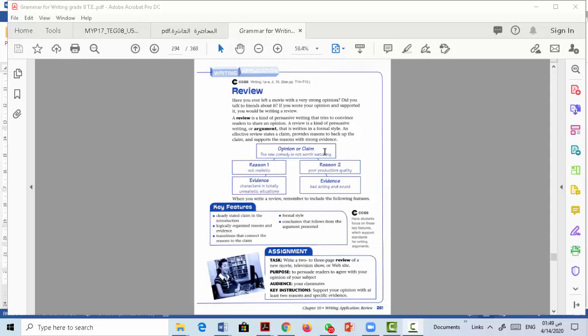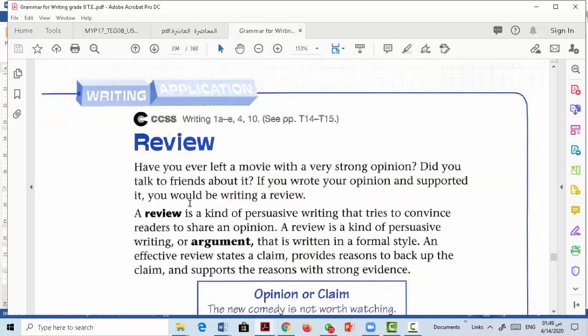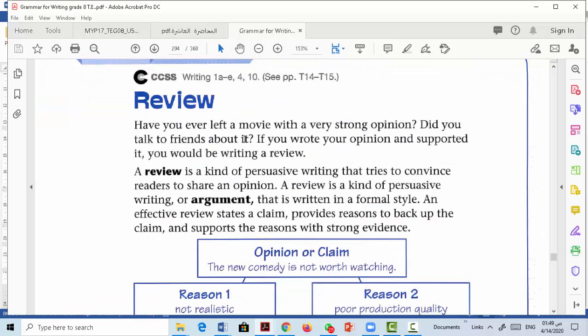So please have your book and open it to page 261. Let's start writing a review. Have you ever left a movie with a very strong opinion? You liked it, or it greatly affected you? Did you talk to a friend or friends about it? If you did, it means you wrote a review.